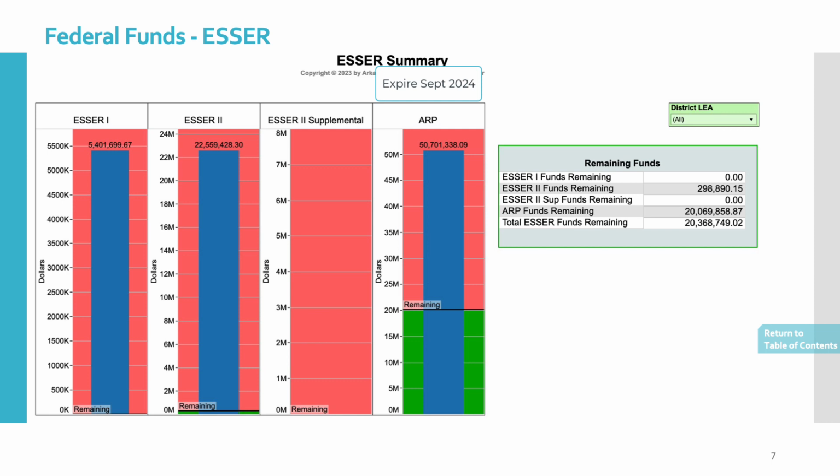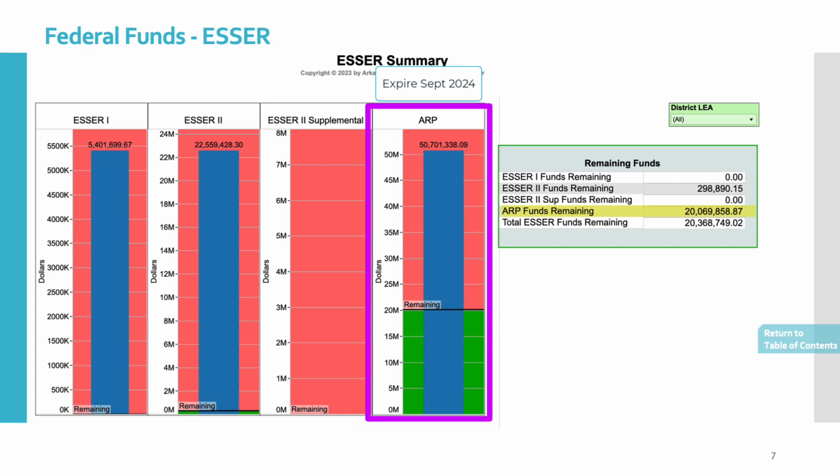ESSER 2 supplemental was very specific, so not a lot of people received that. But ARP was the big one, and it does not expire until September of 2024. So you still have a lot more money statewide to use, and you at your own district probably also have a good deal of money left. But you can spend that for another year. You have another year to expend that.